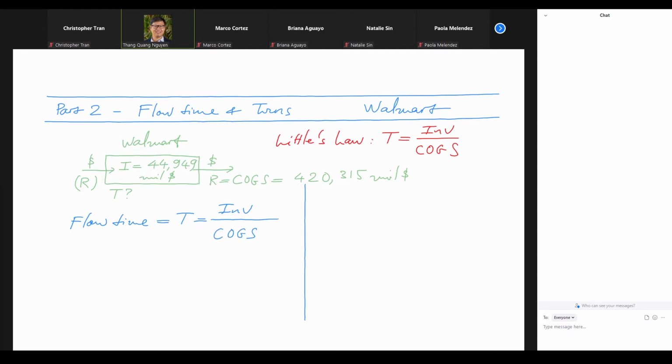I would like the whole class to try and share your answers in the chat window. So what is the flow time here? And along the way, please also think about the unit of the final result. By the way, to be more clear, the cost of goods sold here is $420,315 million per year, because that's the annual data. So please try to find the flow time and also share your result with the units in the chat window.